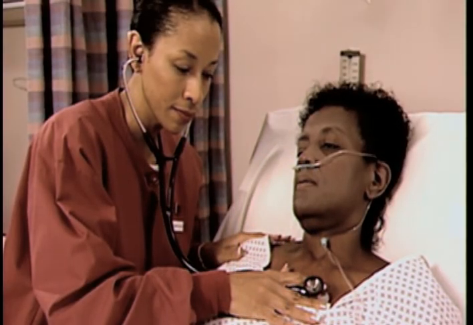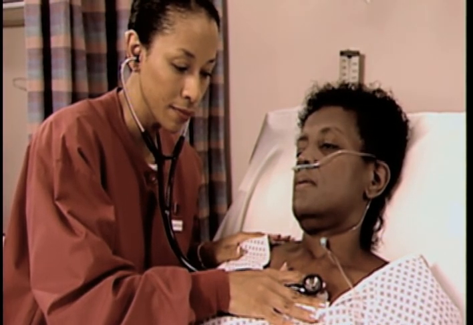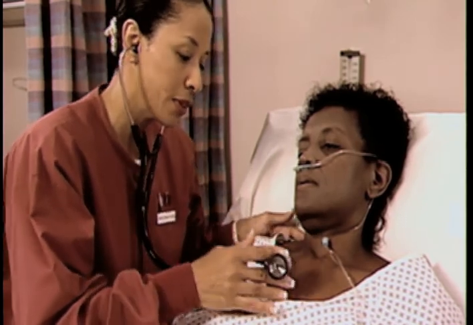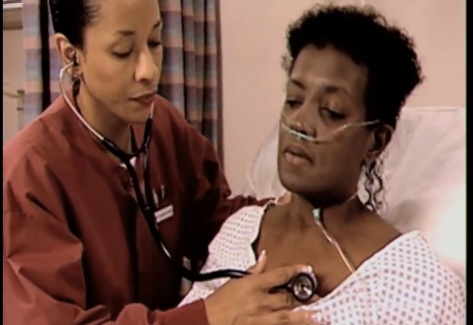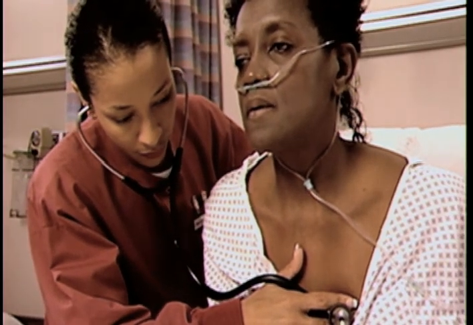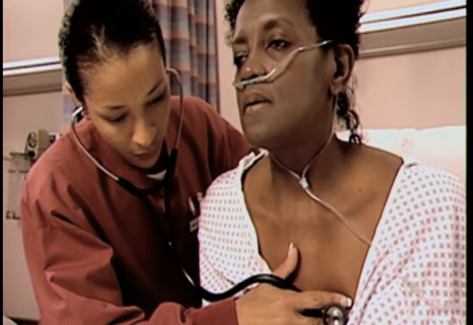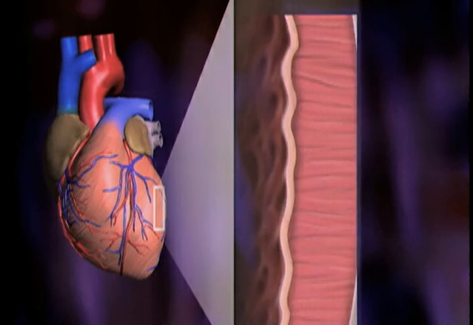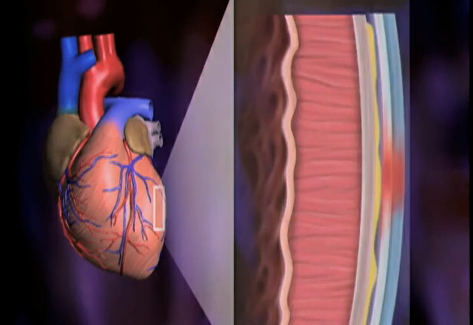Uremic toxins can also inflame the heart's pericardial layers, resulting in pericarditis. If you suspect pericarditis, listen for a 2 or 3 component pericardial friction rub. This rub is heard when the inflamed pericardial surfaces slide over each other.